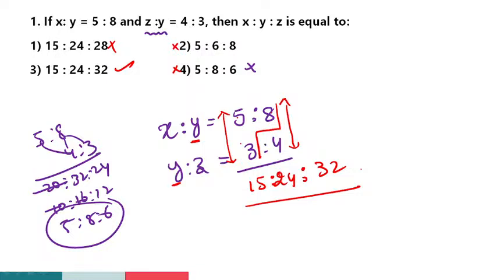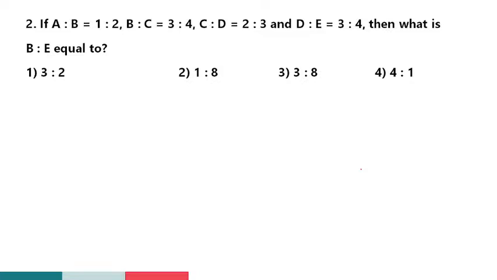Any doubts regarding the first problem, guys? All of you, please respond in chat box. Okay, right, move on to the next one, guys. If a is to b is equal to 1 is to 2 and b is to c is equal to 3 is to 4, c is to d is equal to 2 is to 3 and d is to e is equal to 3 is to 4, then what is b is to e? Very good question, guys. What is the answer? All of you, please respond in chat box.